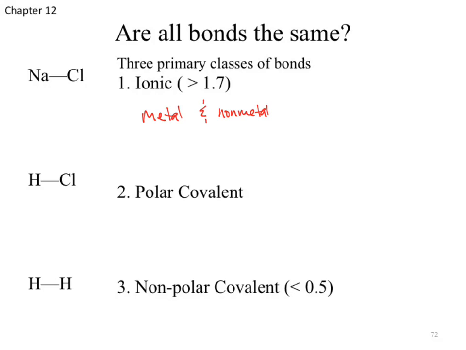But take your metals and nonmetals and look up their electronegativities and look at the difference between them. You will find that for most metal-nonmetal bonds, the difference in electronegativity is greater than 1.7. The strict definition of an ionic bond is that the difference in electronegativity is greater than 1.7.